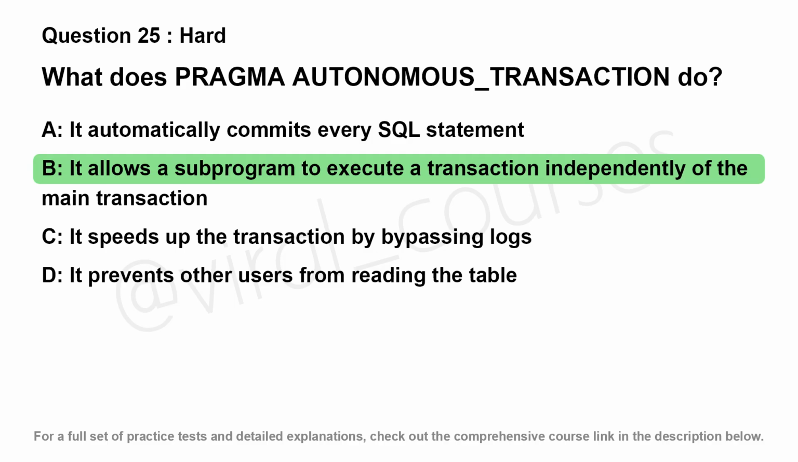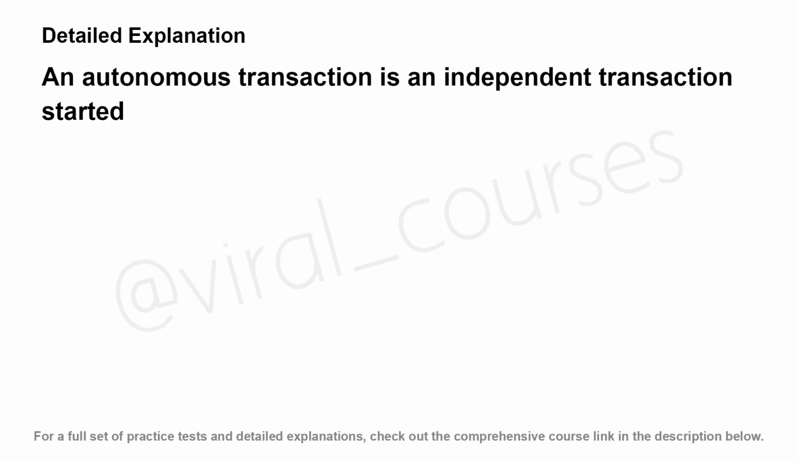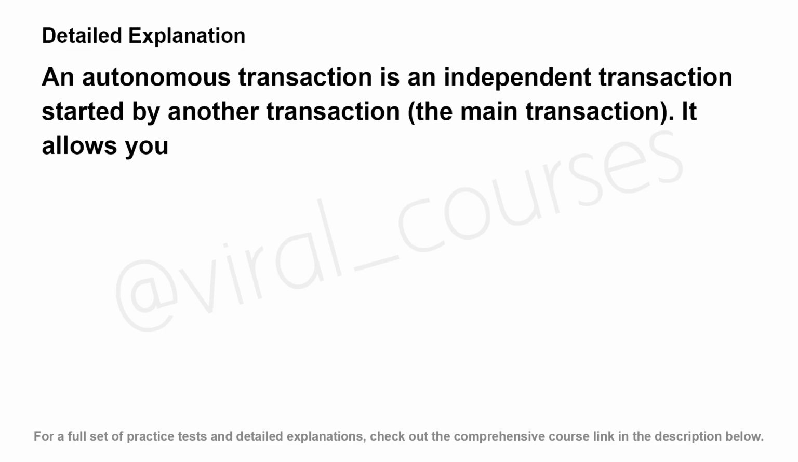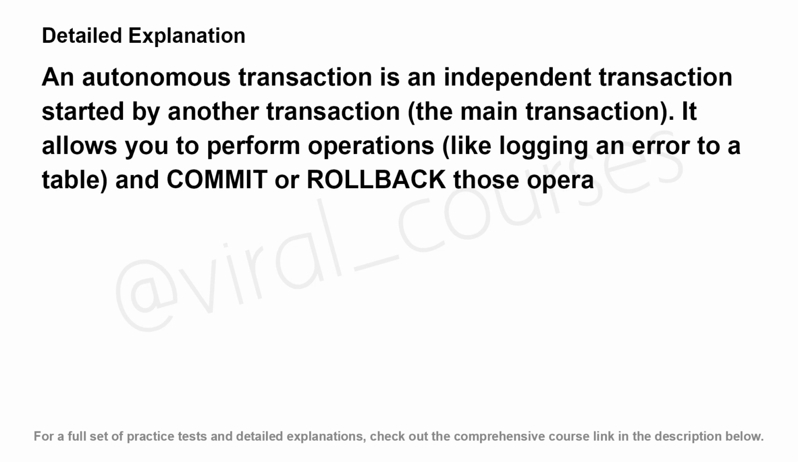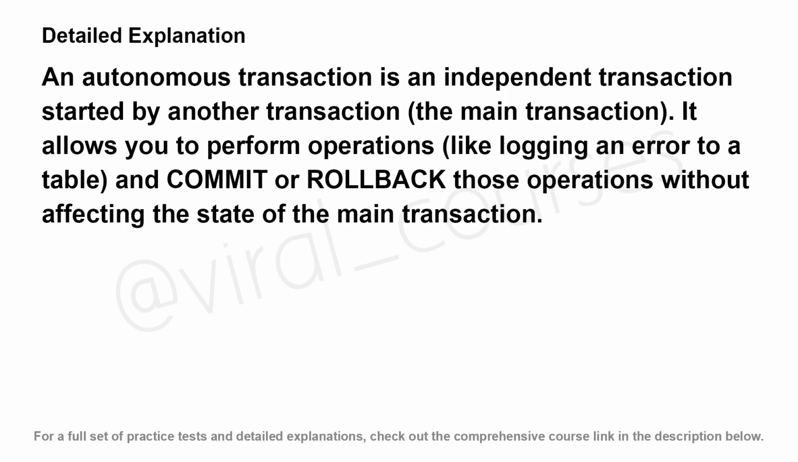The correct answer is B. An autonomous transaction is an independent transaction started by another transaction, the main transaction. It allows you to perform operations, like logging an error to a table, and commit or roll back those operations without affecting the state of the main transaction.